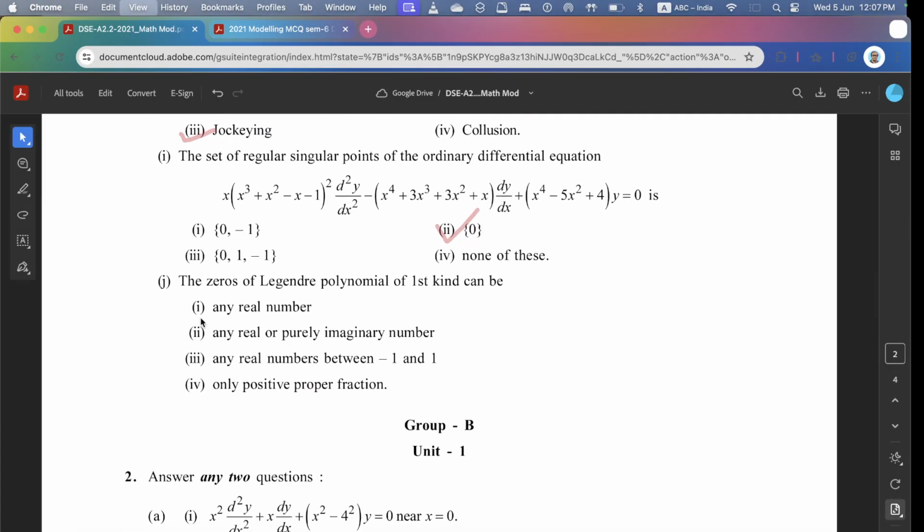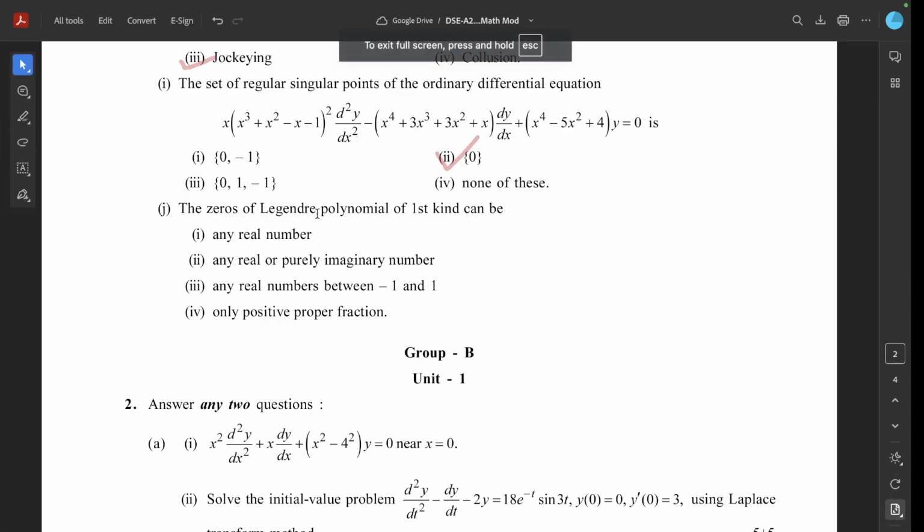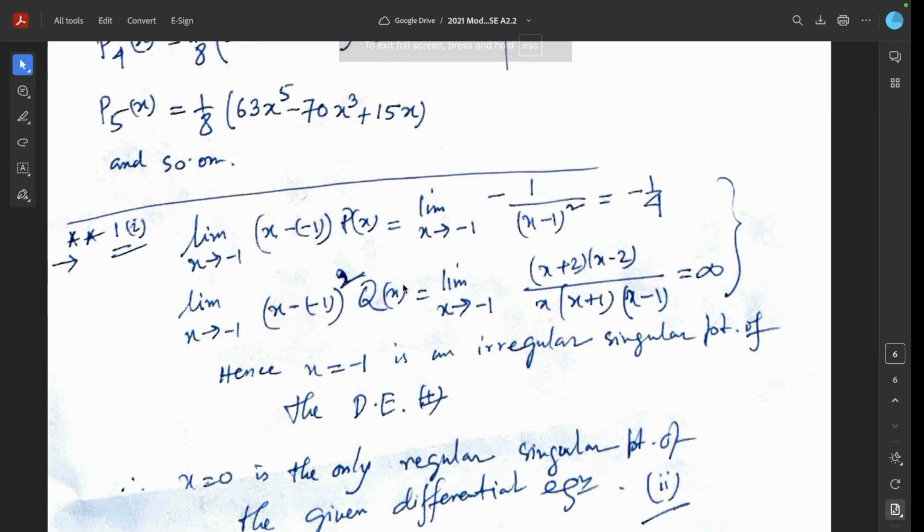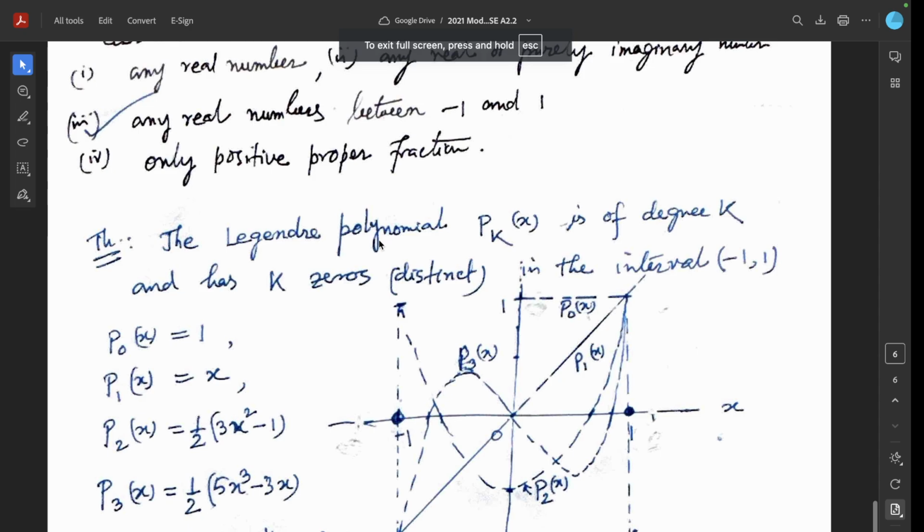Last question, this question J: the zeros of the Legendre polynomial of first kind can be, correct option is 3, any real numbers between minus 1 to 1. The Legendre polynomial P_k(x), actually the Legendre function of first kind, is of degree k, and so this has k zeros. Actually these all zeros are real, simple and distinct in the interval minus 1 to 1.